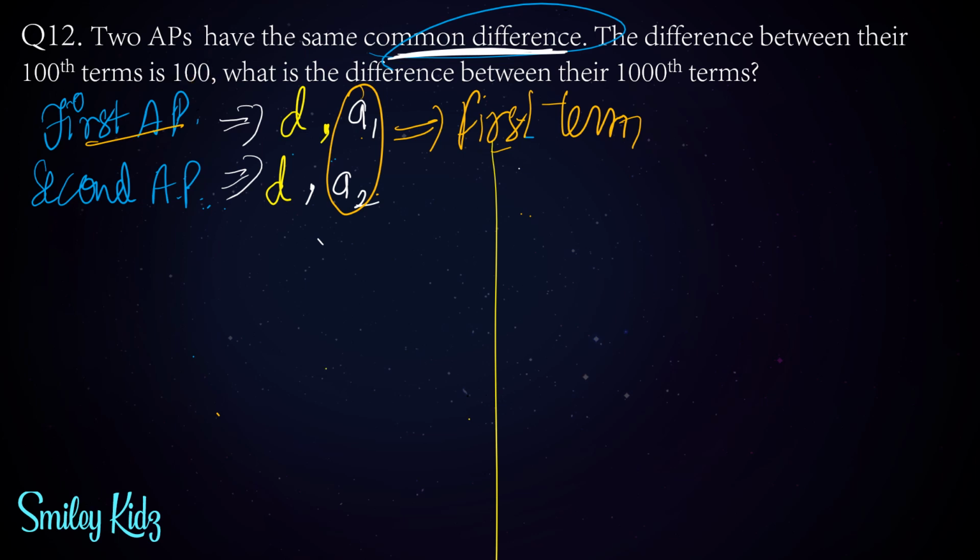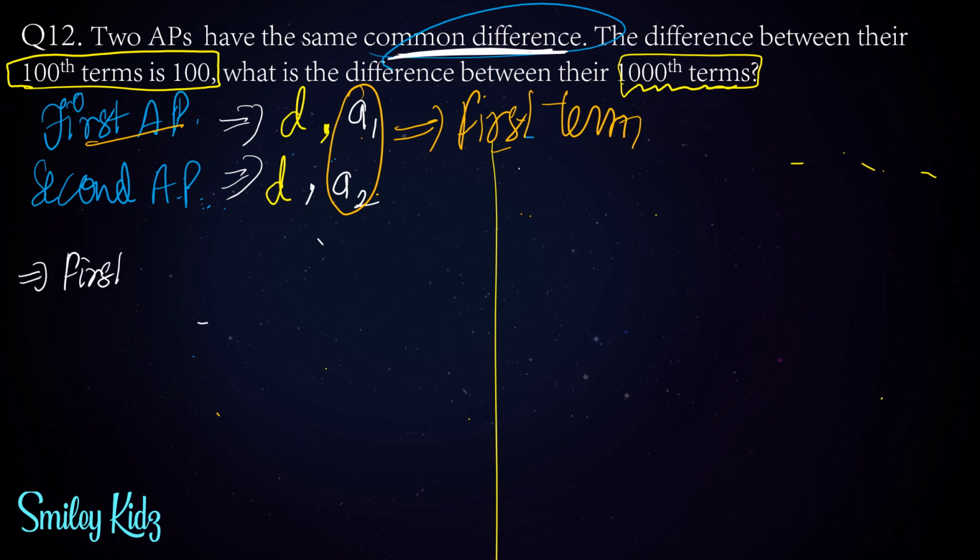And what are we supposed to find out? We are supposed to find out the difference of their 1000th terms. Now, in order to find the difference of their 1000th terms, there must be some condition involved, right? The difference between their 100th terms is 100. So first I'll try to find out the 100th term of first AP and second AP. And then I'll equate that particular thing to 100 because the difference is 100. Now, first AP. I'm going to consider first AP over here.